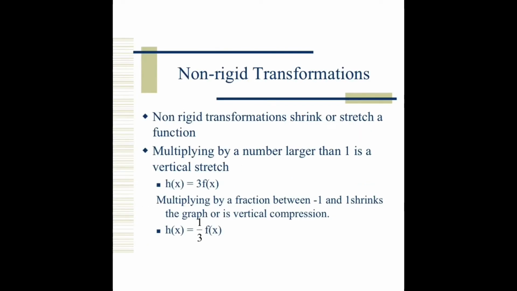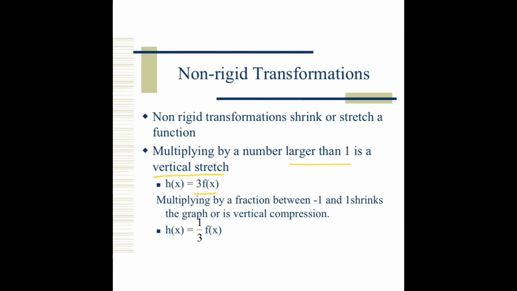For our non-rigid transformations, we're either going to be shrinking or stretching our function. And we can do it two different ways, vertically or horizontally. To begin with, if we multiply by a number that is larger than 1, we're going to have a vertical stretch, which means the whole graph is going to be a lot taller. An example of that we can see we have 3 times f of x, where again we're going to be multiplying the whole function, so we have 3 on the outside times our function f of x.